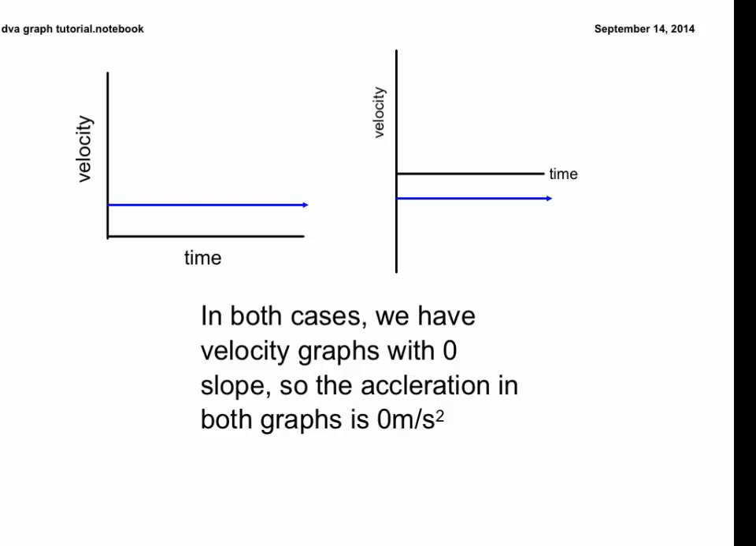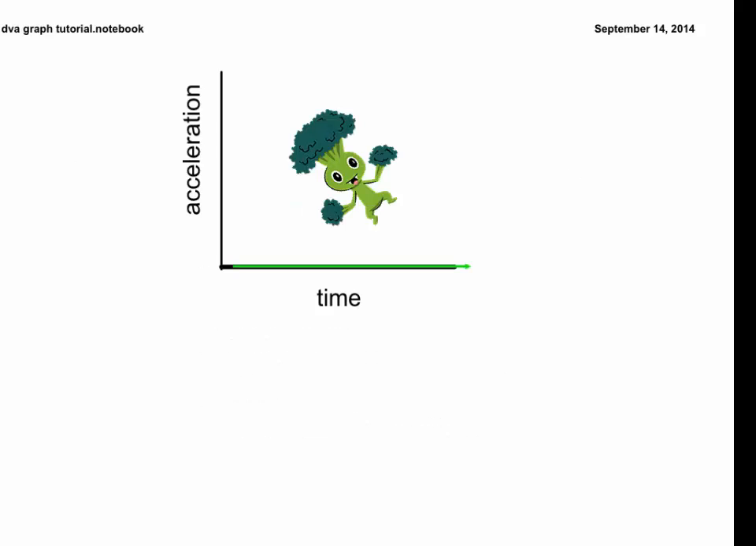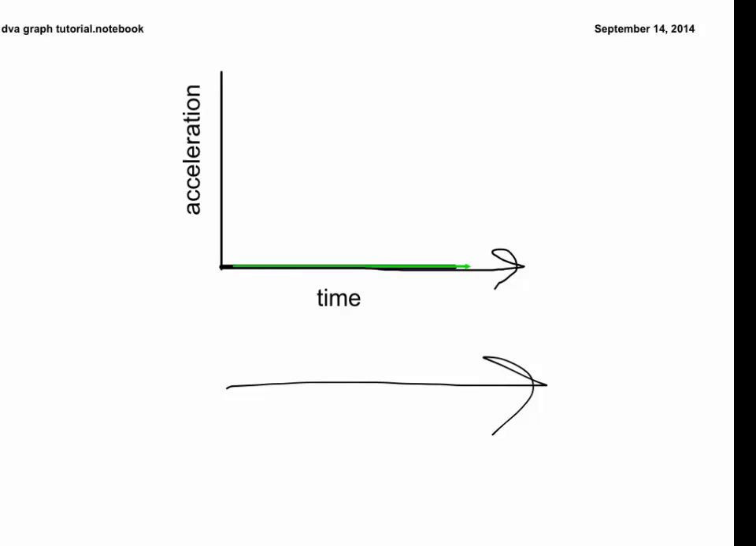So if I was to actually plot out the acceleration versus time graph, of course, it would just be a plot right over the origin here because, of course, we know that the acceleration is 0. As time goes on, as we move to the right, the acceleration doesn't change.